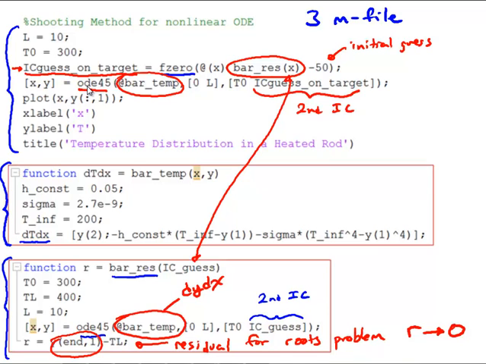So depending on how many iterations it takes for F0, say it takes 10 iterations for F0 to solve this one problem, we're going to call ODE 45 11 times. One time for each of the 10 iterations of F0, plus a final time with our successful on-target initial condition. So let's look at the result.